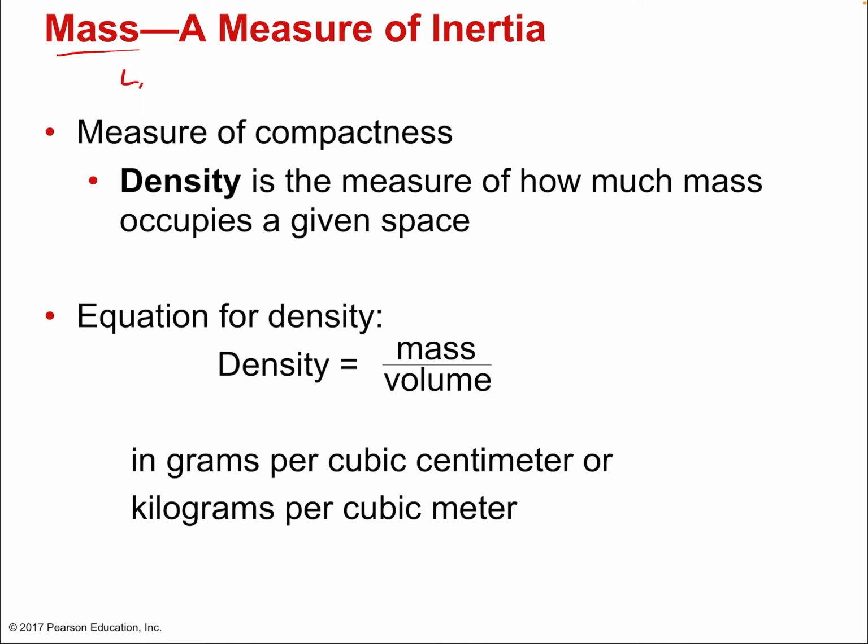Okay, so we're combining mass with volume now to give us density. And it's a measure of compactness, right? Something's more dense, it's more compact. Something's less dense, it's less compact. Density is the measure of how much mass occupies a given space. So that means as an equation, it's mass over volume.